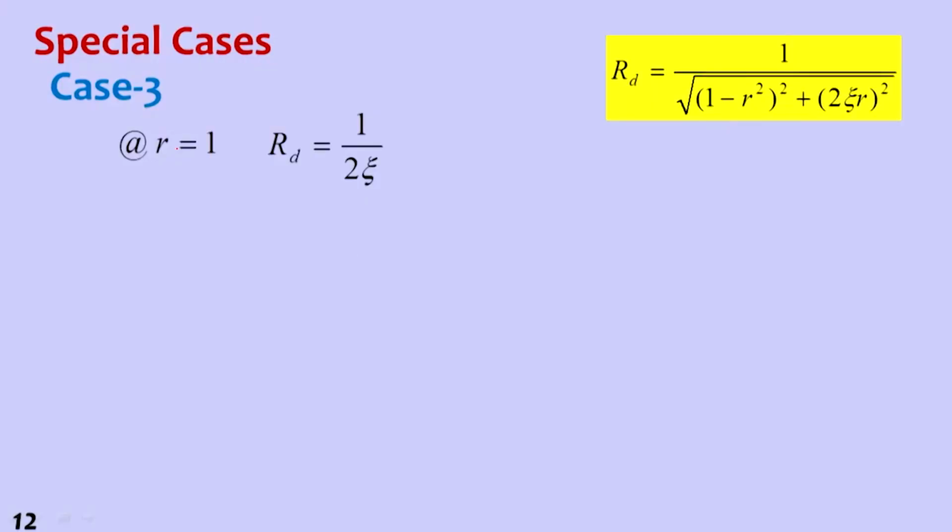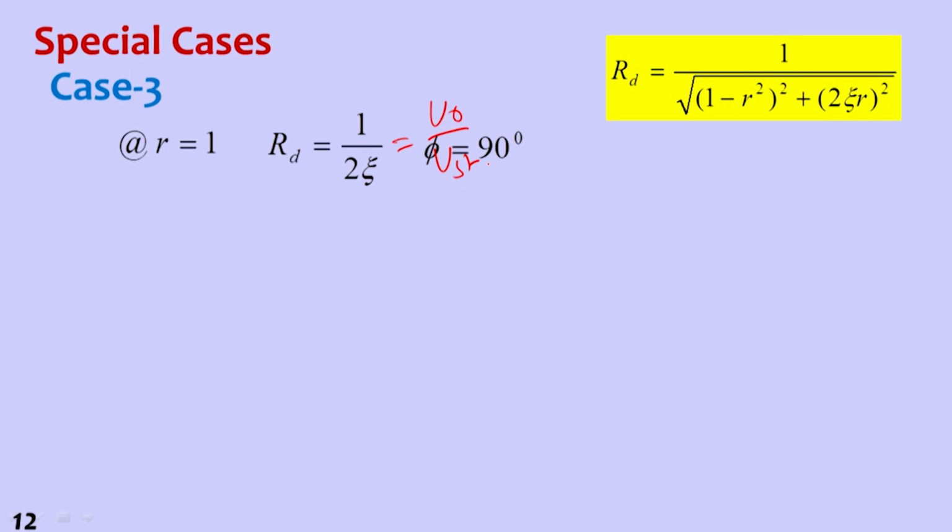Now let us look at the third special case, when R is equal to 1. That means the forcing frequency is very near the resonating frequency. Substituting R equal to 1, we are left with 2 zeta, so RD is equal to 2 zeta. That is nothing but U0 by UST, the ratio of dynamic to static displacement. And phi is 90, so the phase is exactly 90.